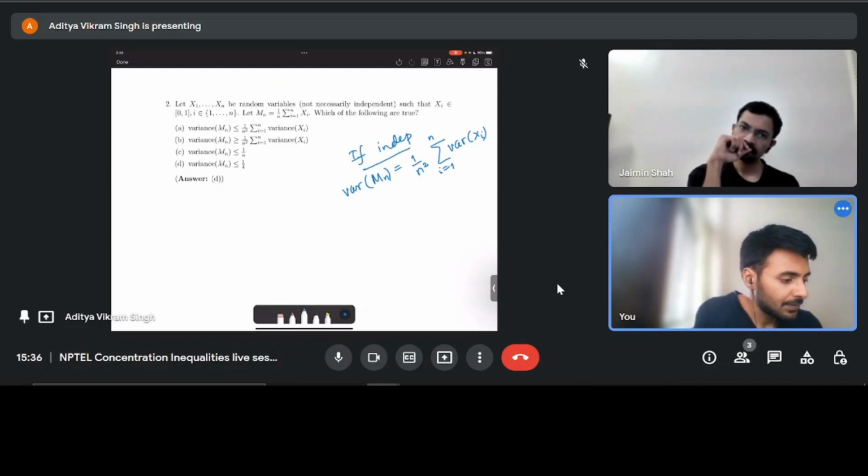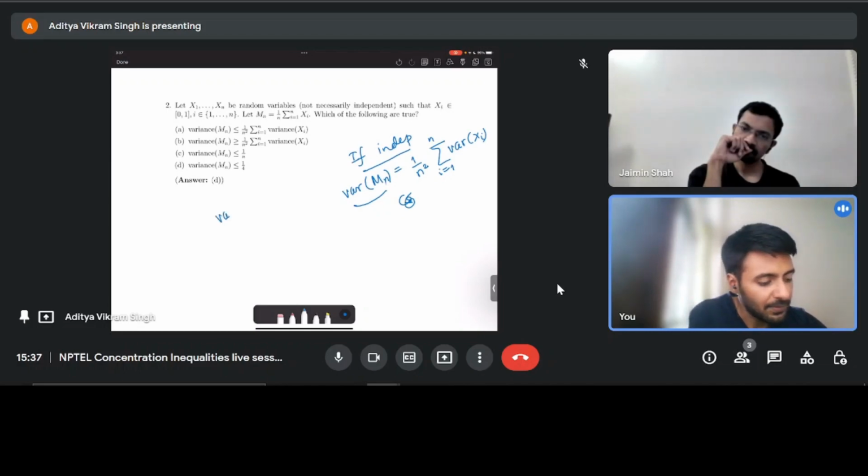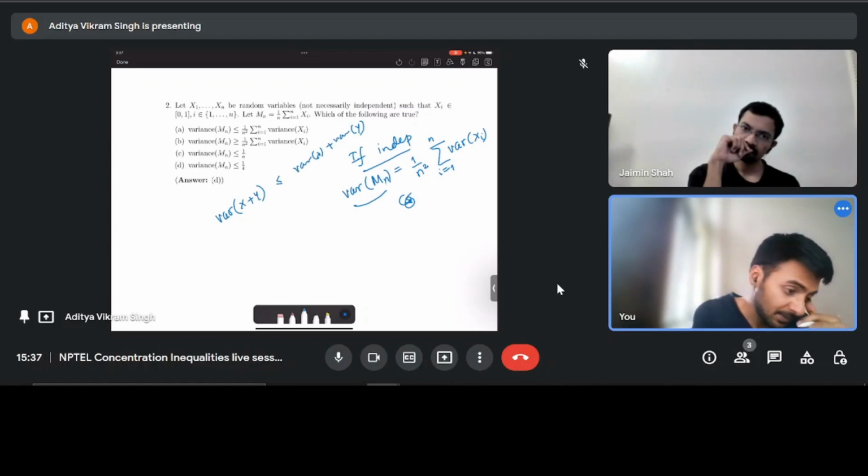So okay, first of all, if they are not independent, then you can obviously come up with examples where variance of Mn is less than equal to this variance. So basically, in essence, you want to come up with examples of variance of x plus y being less than variance of x plus variance of y, right? So this will be true when x and y are negatively correlated.